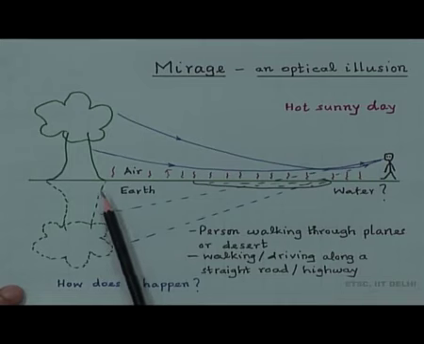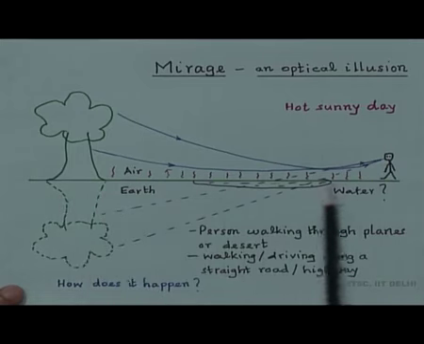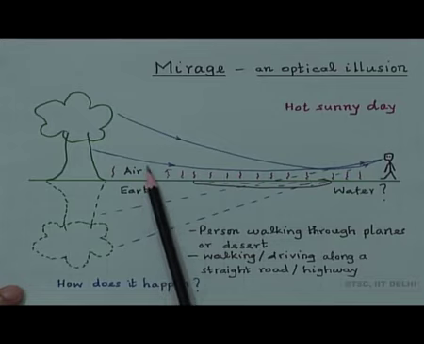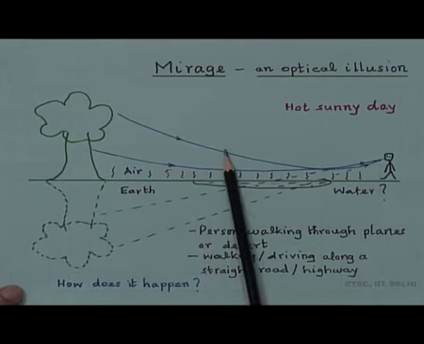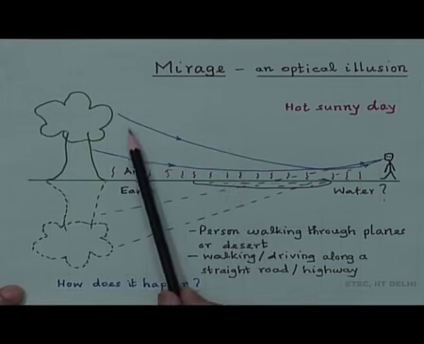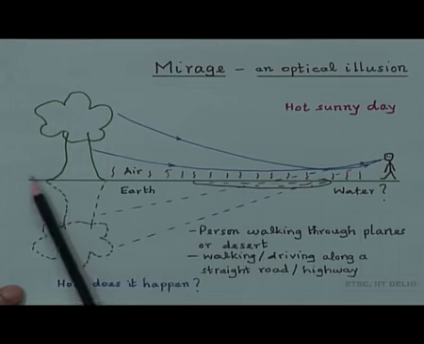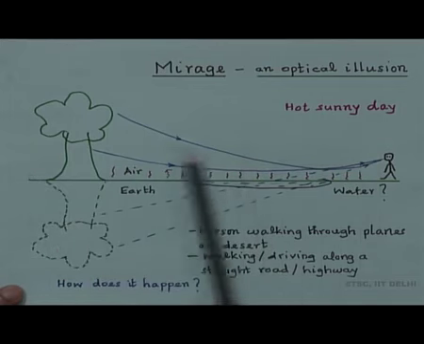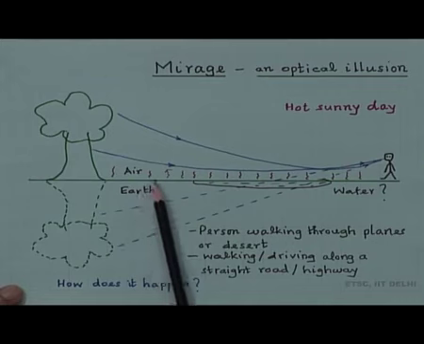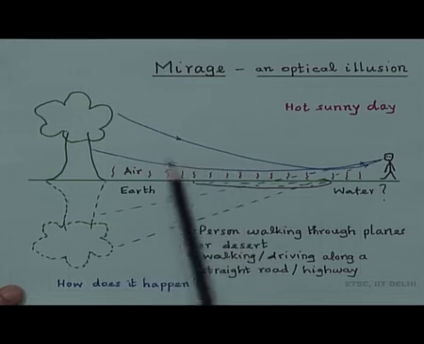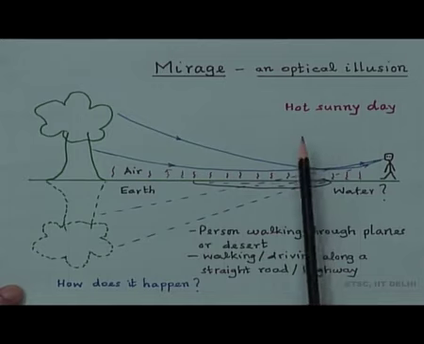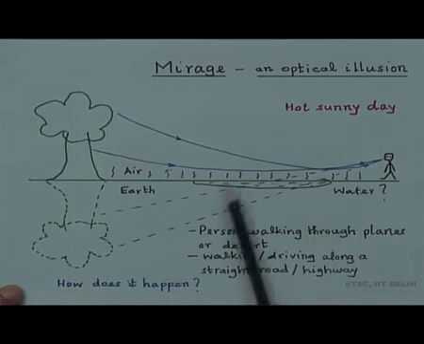Because on a hot day, the surface of the earth becomes very hot, the air in contact with the surface of the earth becomes hot, and of course, it rises up because of convection, and the colder air comes down. After some time there is a kind of temperature distribution here, and we have hot air very close to the surface, a little less hot air a little above, a little lesser hot air above, and so on.